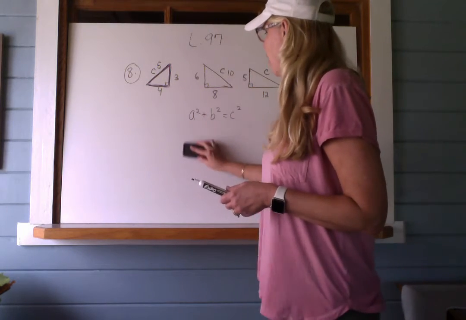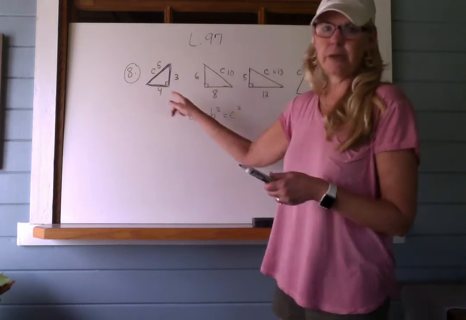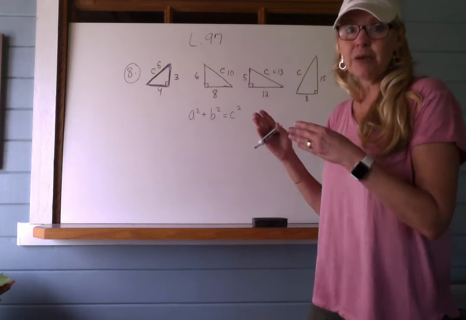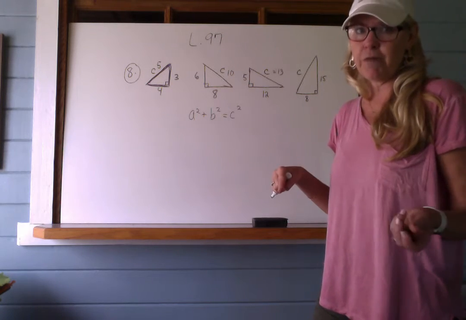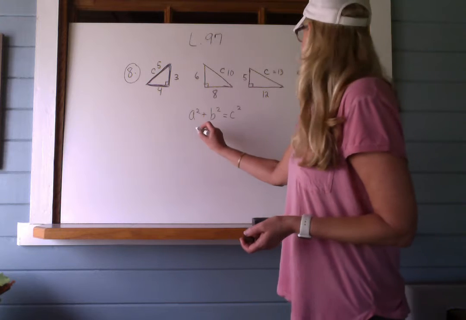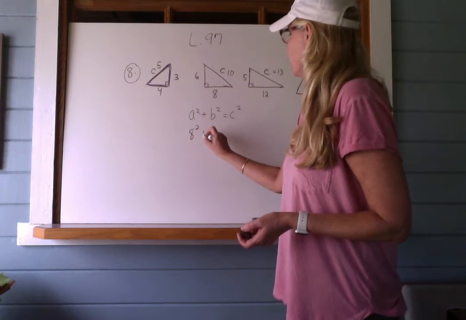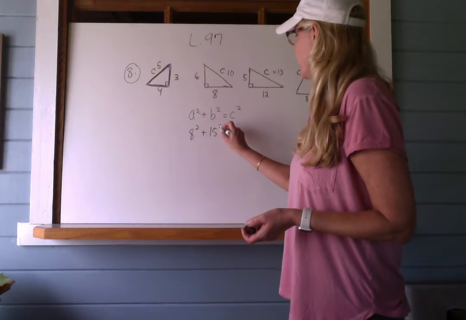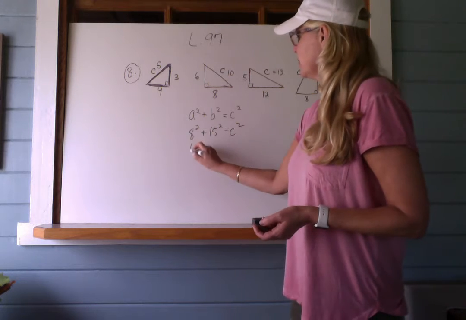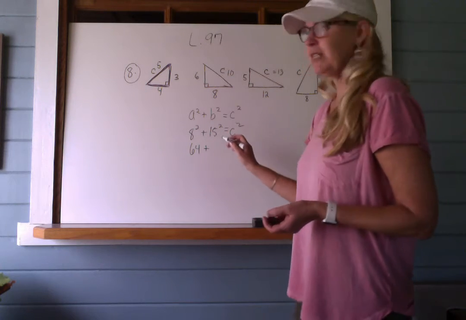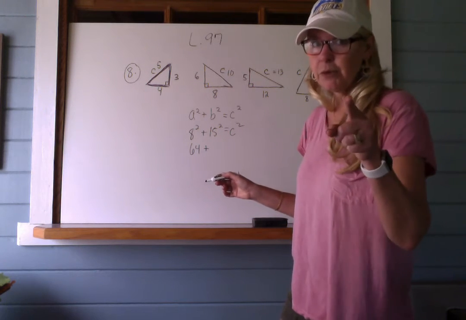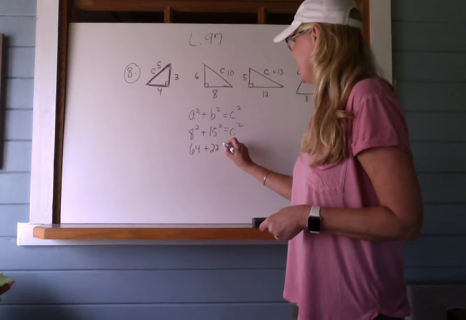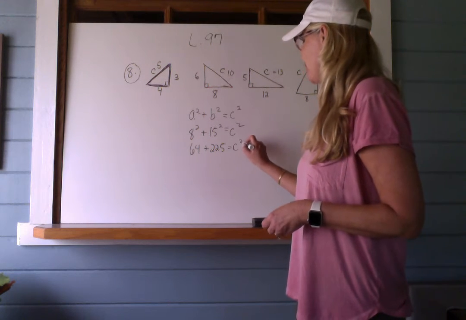All right, and then let's do letter D. Again, we're all solving for the hypotenuse. I am going to do number 9 because the hypotenuse is given in number 9 and we need to solve for one of the legs. All right, so let's finish this one out. 8 squared plus 15 squared equals c squared. 64 plus 15 times 15, who got it? Yes, 225 equals c squared.